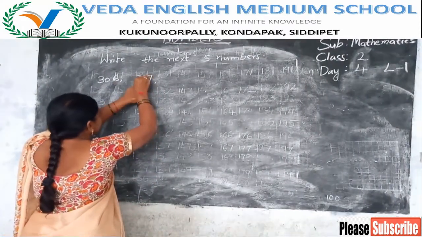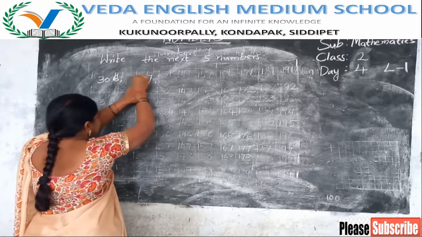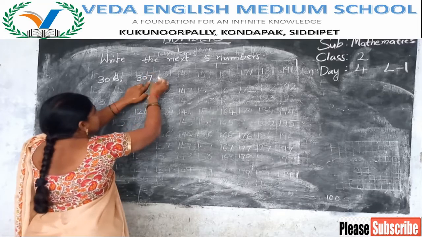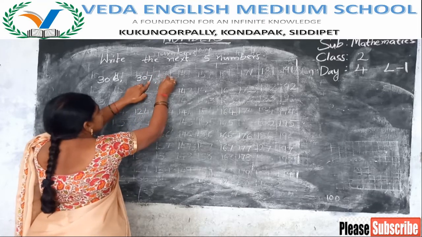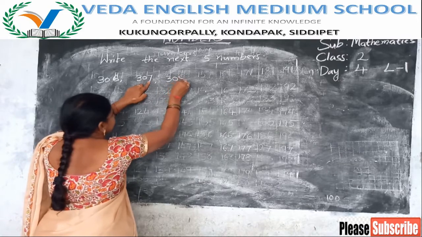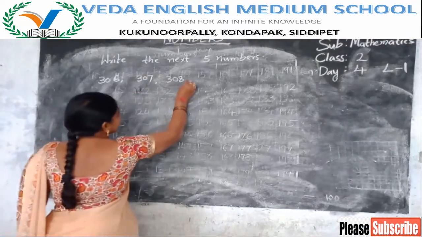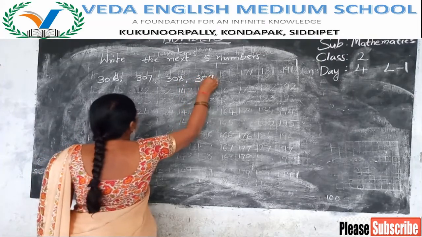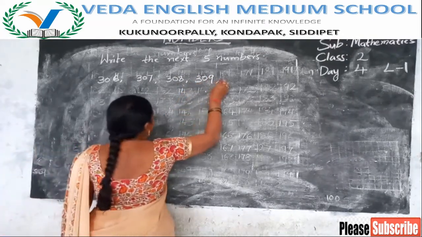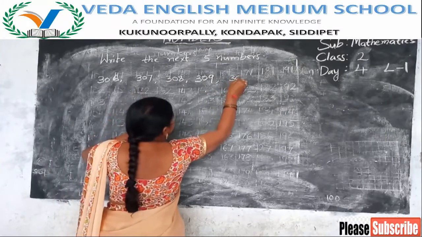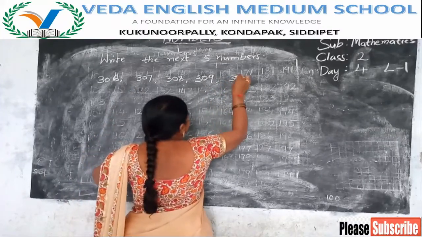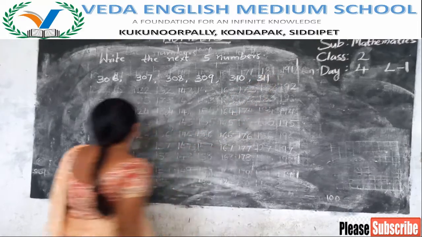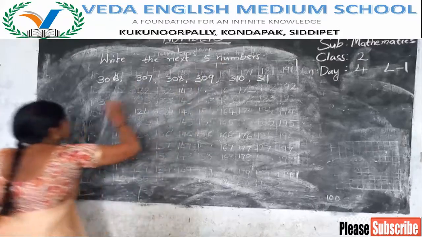Next number is the same like that. See here, we don't change the tens place and hundreds place. Only the ones place is changing. When we add 1 to 7, 1 plus 7 is 8. So the next number is 308. Same like that, after 8 is 9. So 309. The next number is 310. The next number is 311. Asking only 5 numbers. Okay.